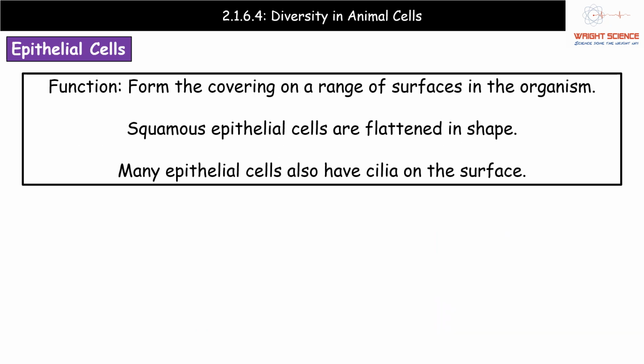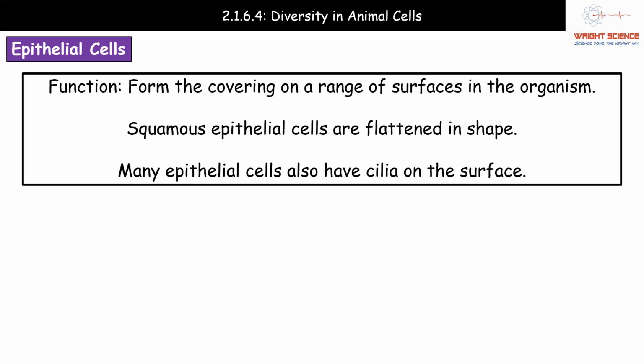We then have the epithelial cells. Now epithelial are like coverings. So their function is to form a covering on different surfaces in the organism, and there are two different types of epithelial cell you should be aware of. Squamous epithelial cells, and these are the ones which are quite flattened in shape, and these are going to make up things like the skin, for example.